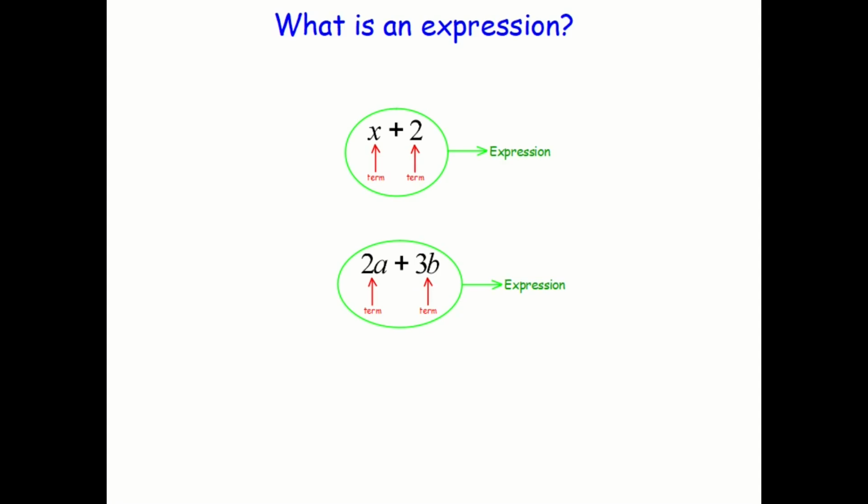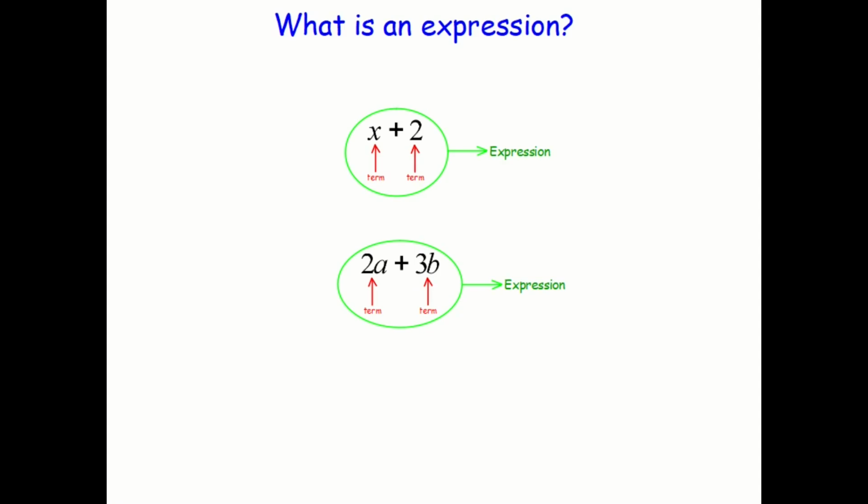Let's have a look at the one below. 2a on its own is called a term, and the plus 3b on its own is called a term. But together they form an expression. So it's like a collection of terms, basically. An expression is like a collection of terms.